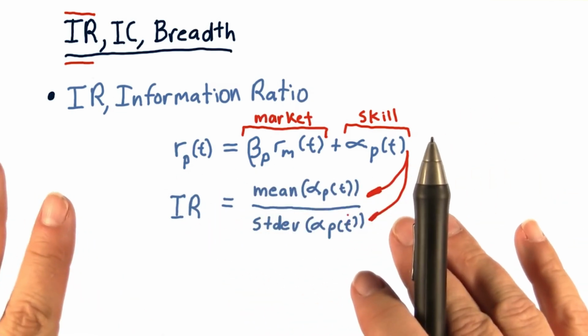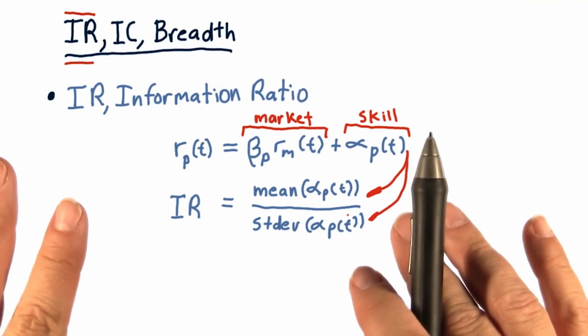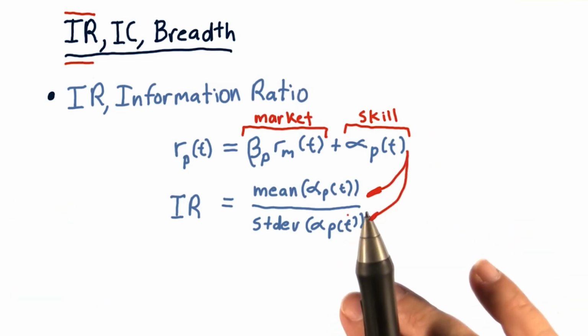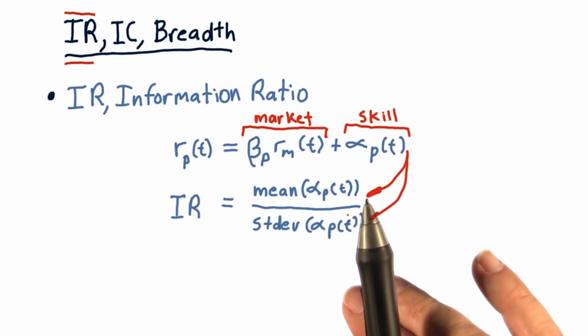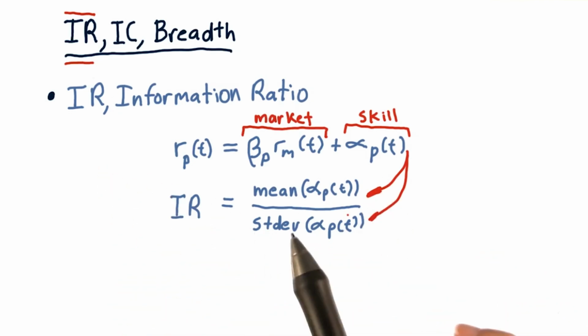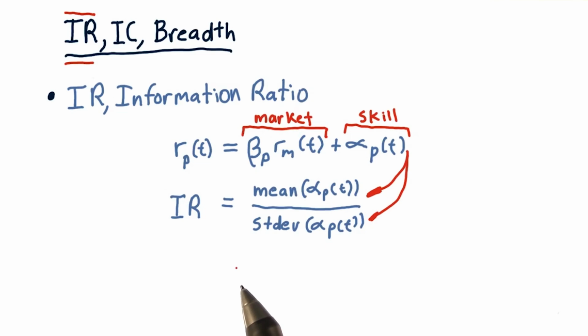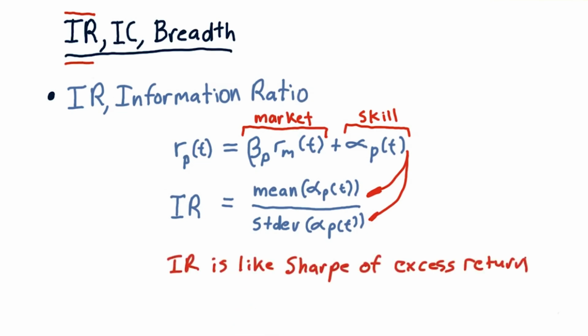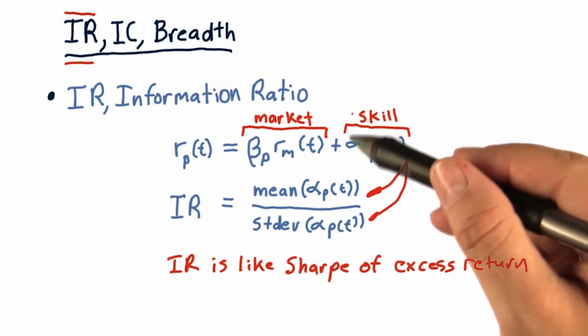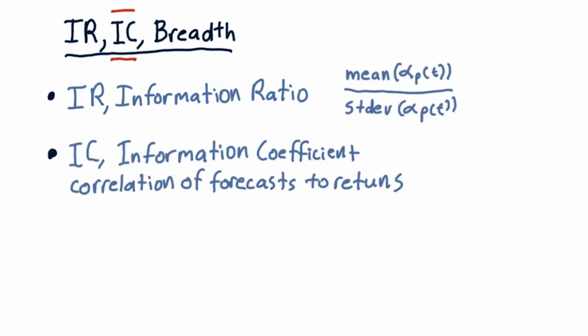Now, by the way, this information ratio applies in many different cases, not just in this fundamental law case. People use information ratio as a measure of manager performance all the time. It's fair to say that information ratio is essentially a Sharpe ratio of excess return, this part that's due to skill. IC, or the information coefficient, is just the correlation of the manager's forecasts to actual returns.